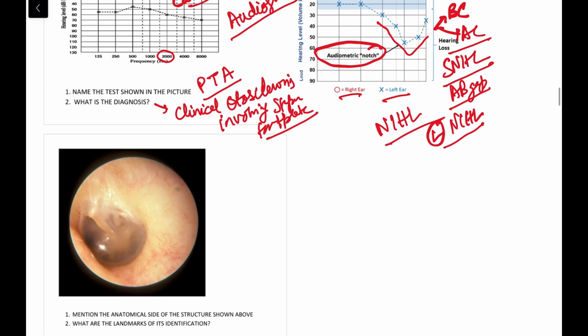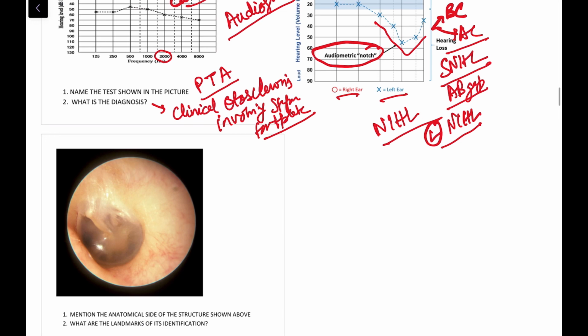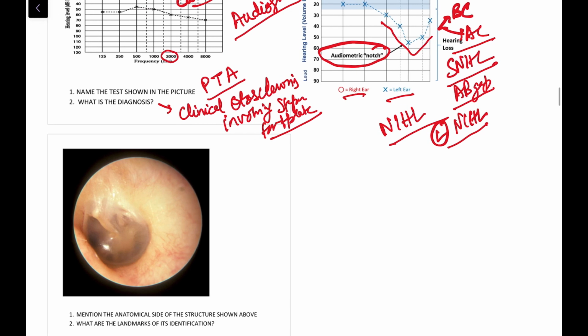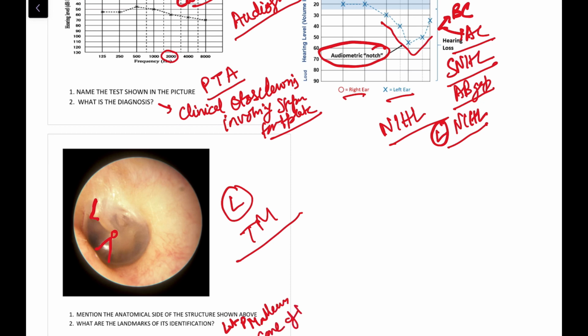Then coming to the next picture, see, I have already taught you how to determine the side of the tympanic membrane. So this is the lateral process of malleus and this is the cone of the light. So this would be your left tympanic membrane. So the identification points, like I mentioned, the lateral process of malleus, you can also talk about the umbo, and since the other structures are not so clearly visible, you can mention the lateral process of malleus, cone of light, and the umbo.